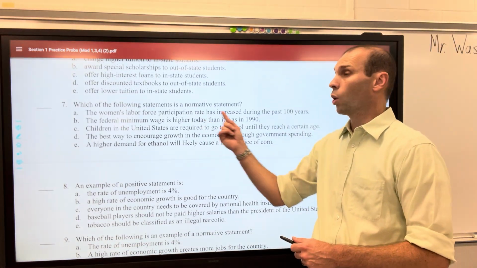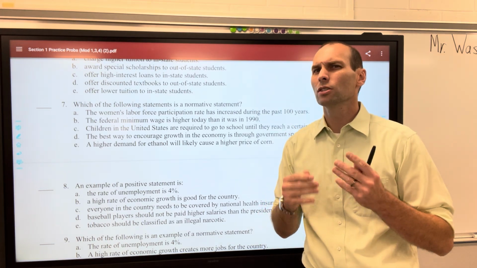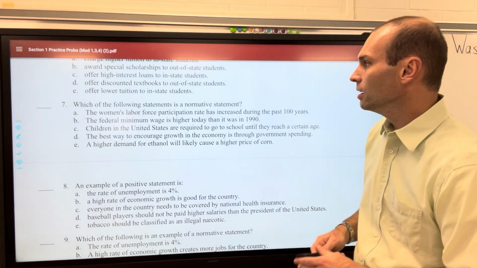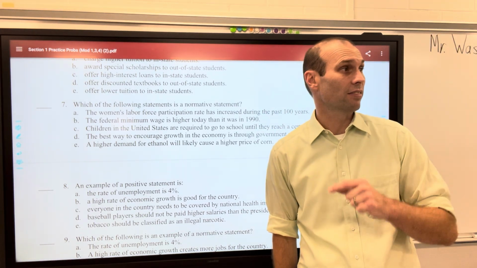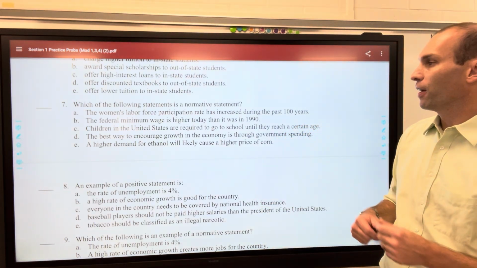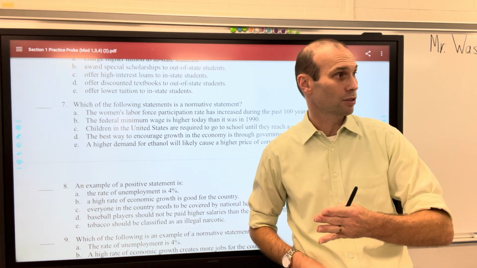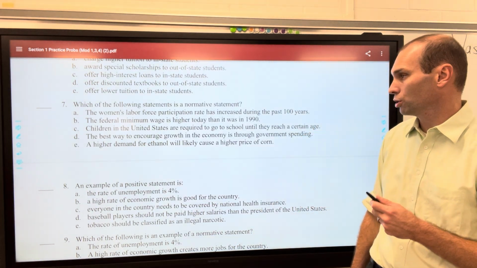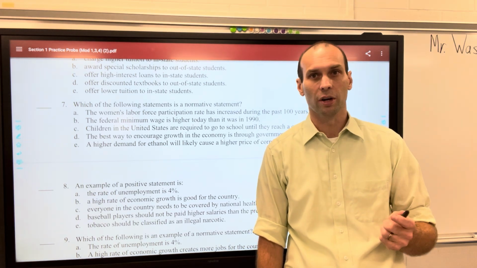Which of the following statements is normative? Remember, normative, normal. What is normal? Subjective. So what's a subjective statement? Look for the word should, it's often a hint. Women's labor force participation has increased in the past 100 years. Can you be positive that is true or not? Yes, that's measurable. The federal minimum wage is higher today than it was in 1990. Can you be positive it's true or not? Yes, positive statement. Children in the United States are required to go to school until they reach a certain age. Is that provable? Yes, you can say that is true or not.